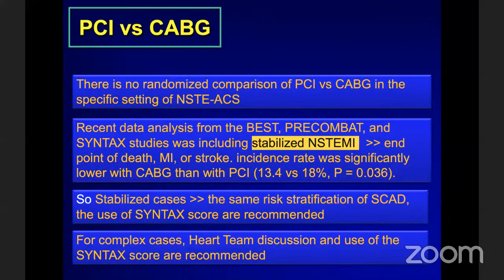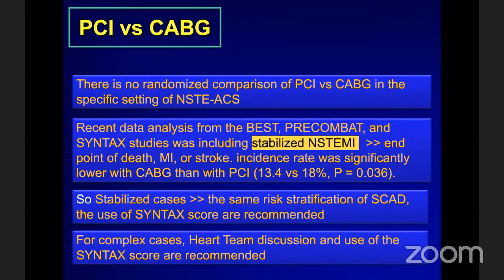PCI versus CABG for a patient with non-ST elevation myocardial infarction. Unfortunately, there is no randomized comparison of PCI versus CABG in the specific setting of acute coronary syndrome stated in the guidelines. But recent data analysis from large trials, including the SYNTAX study, which included stabilized non-ST elevation MI, showed a significantly lower complication rate with CABG than PCI.